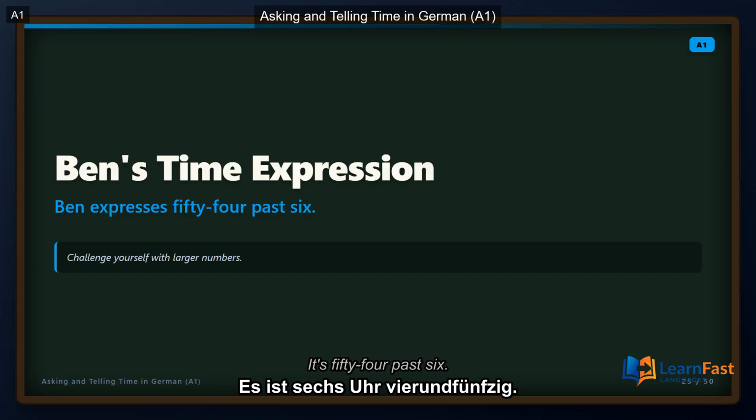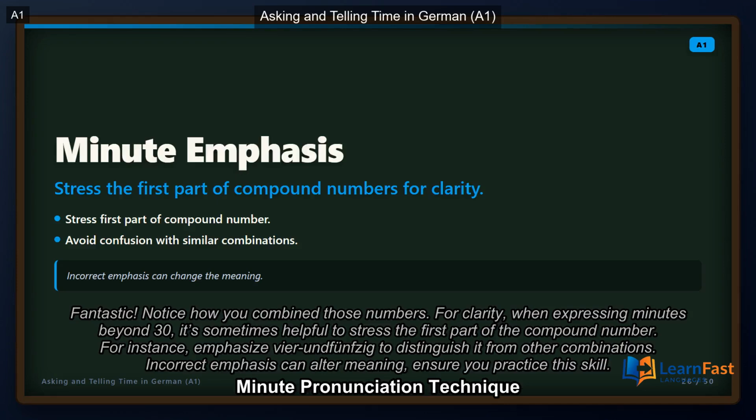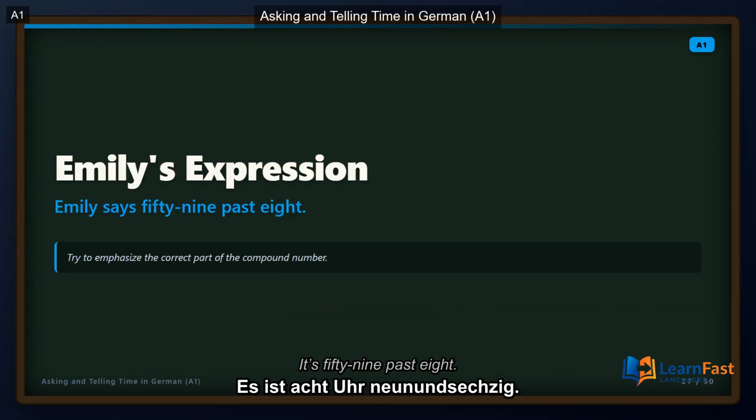Es ist 6:54 Uhr. Fantastic. Notice how you combined those numbers. For clarity, when expressing minutes beyond 30, it's sometimes helpful to stress the first part of the compound number. For instance, emphasize 54 to distinguish it from other combinations. Incorrect emphasis can alter meaning. Ensure you practice this skill. Es ist 8:69 Uhr.